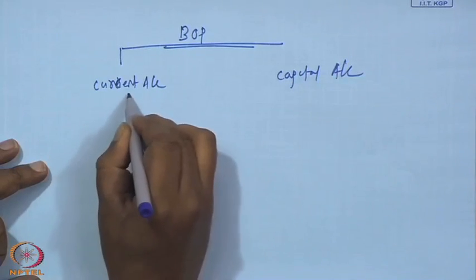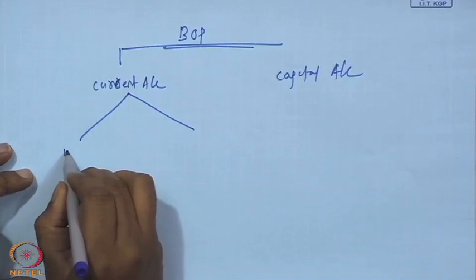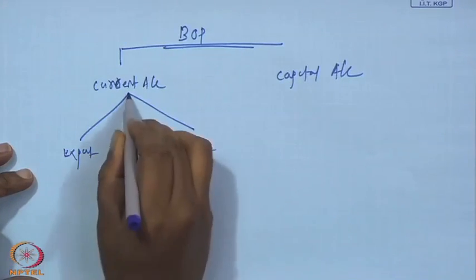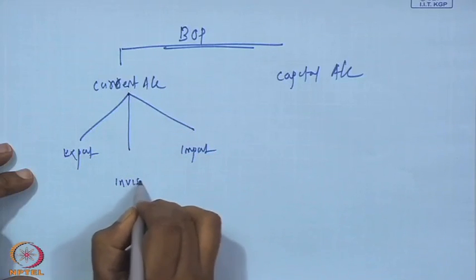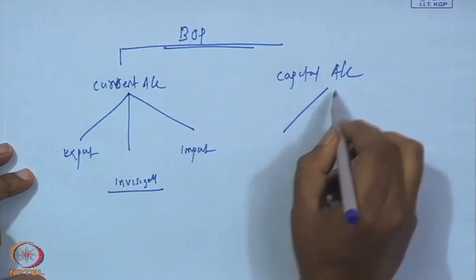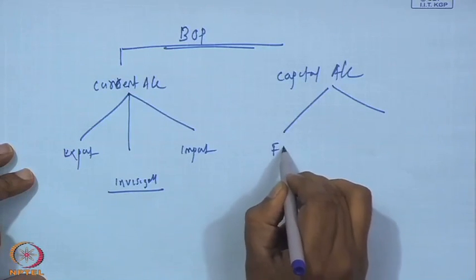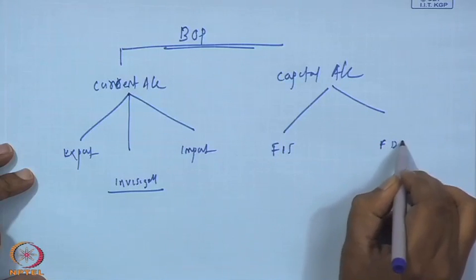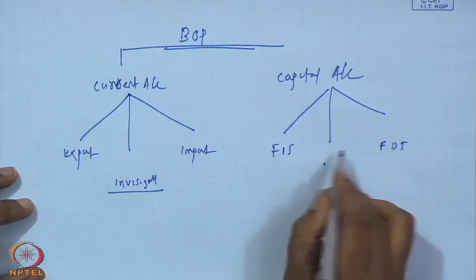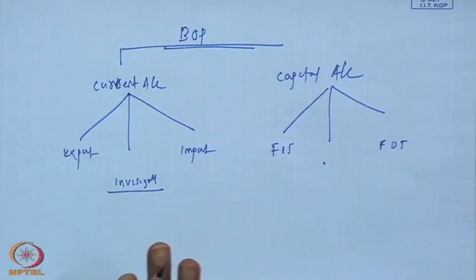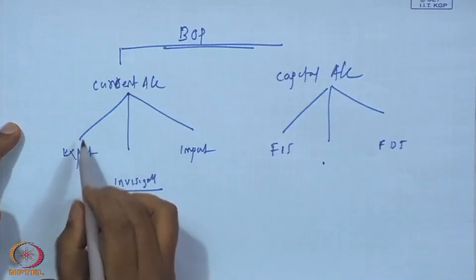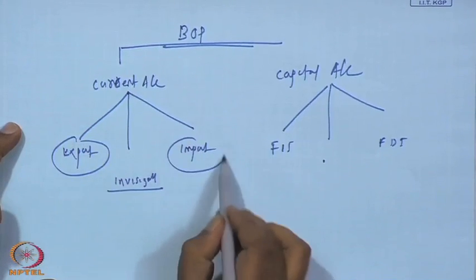In the current account we have primarily exports and imports, and also we have invisible inflow and outflow. In the capital account we have FII investment, FDI, and long term capital gain, long term inflow and outflow, gold, and other things. So, the current account is the day to day transaction of foreign currency. Here the supply and demand aspect of exports and imports are there.